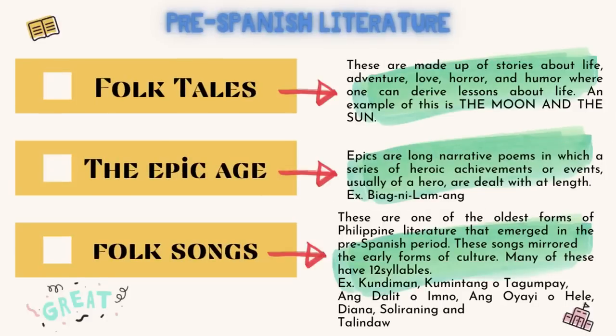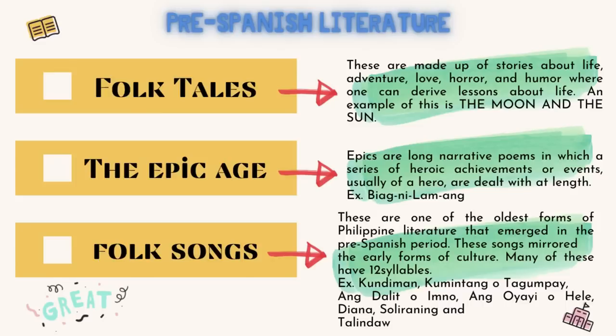In the pre-Spanish period, our literature are the following: the folktales, the epic age, and the folk songs. Let us go one by one on each literary pieces. Let's talk about folktales. These are made up of stories about life, adventure, love, horror, and humor, where one can derive lessons about life. An example of this is The Moon and the Sun. Folktales in Tagalog is also called Kwentong Bayan.